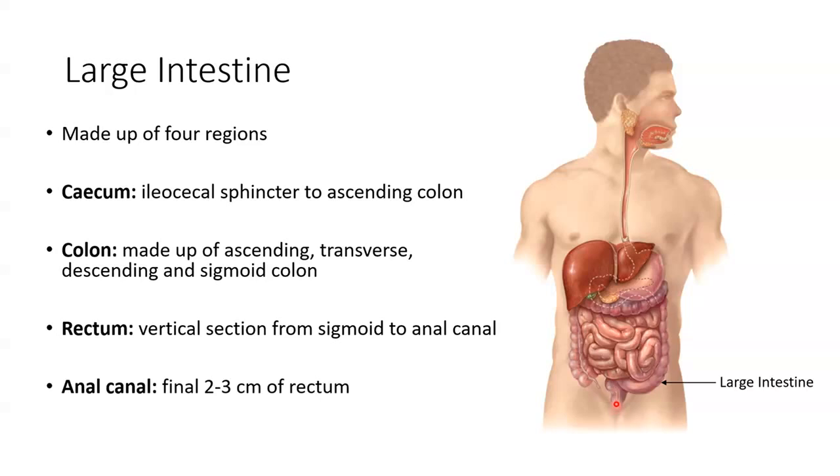The anal canal is simply the final 2 to 3 centimeters of the rectum, so the very, very last portion of the large intestine. The opening of the anal canal to the external environment is what we call the anus. And the anus is guarded by both an internal anal sphincter, which is made up of smooth muscle, meaning that it's under involuntary control, as well as an external anal sphincter, which is made up of skeletal muscle and which is under voluntary control, and which is what you have to consciously release to go to the bathroom.